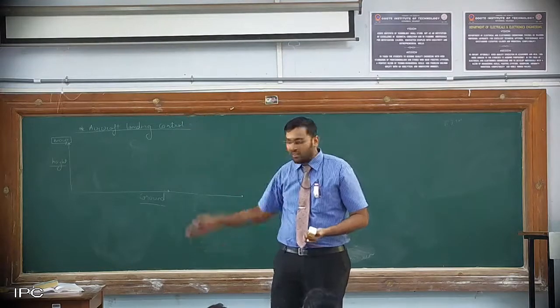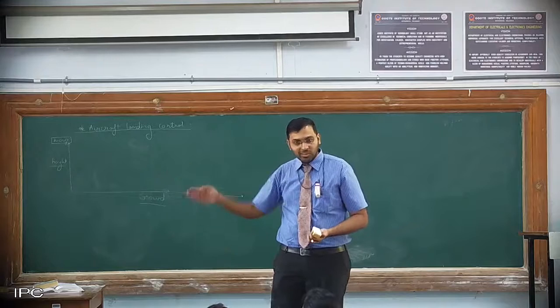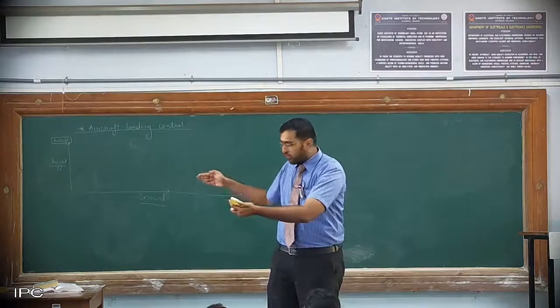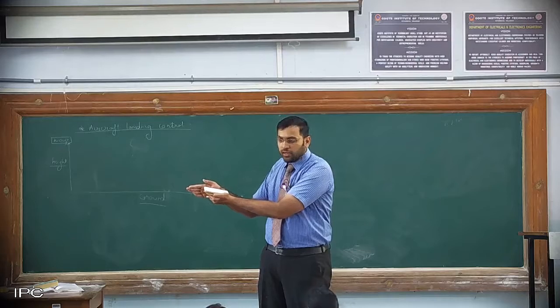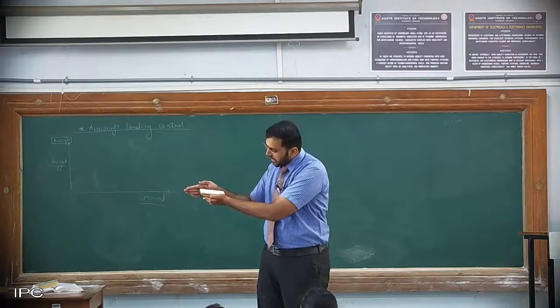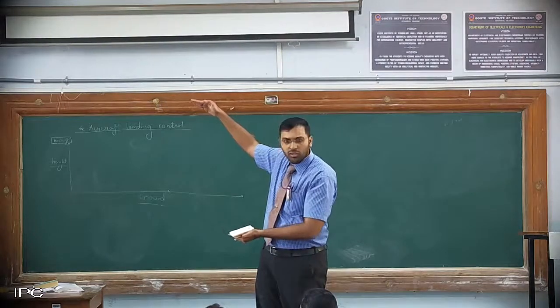Why does it not go down? If you do it a little like this, the hand does not go down. It will go up, because when you are moving, the air is colliding with your hand and pushing it back. And as the angle is in this way, it will always move in the upward direction.